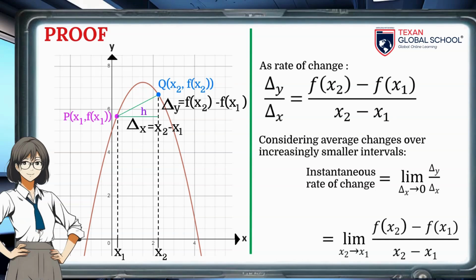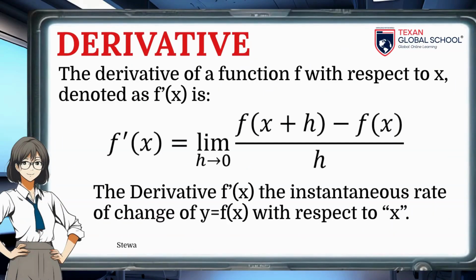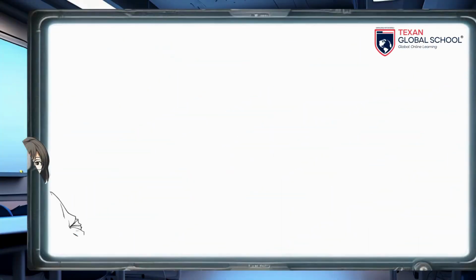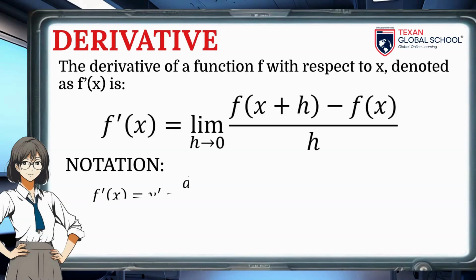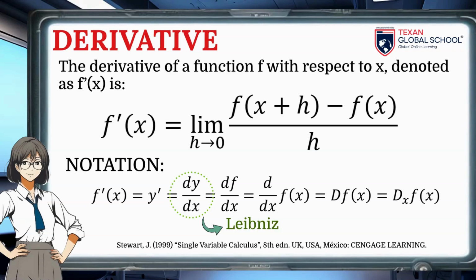over x2 minus x1, and when we bring the point Q closer to P to get the tangent, we see that x2 tends to x1, so the instantaneous rate of change is the limit, as x2 tends to x1, of f of x2 minus f of x1 over x2 minus x1. We see that, in the end, it is the same concept with different perspectives. So we conclude that the derivative of a function f with respect to x, denoted as f prime of x, is the limit as h tends to 0 of f of x plus h minus f of x over h.